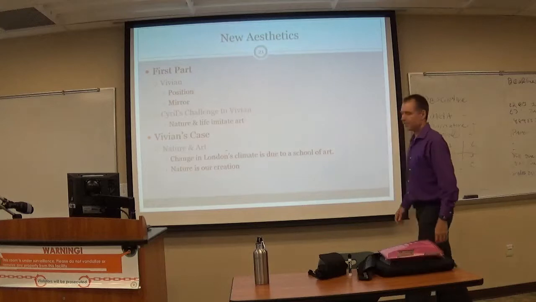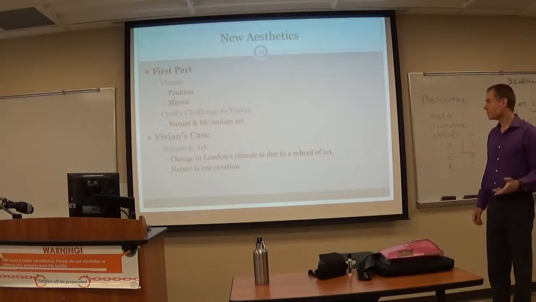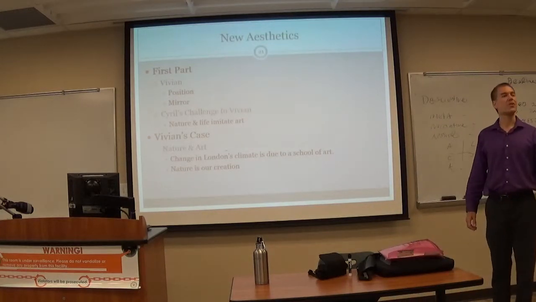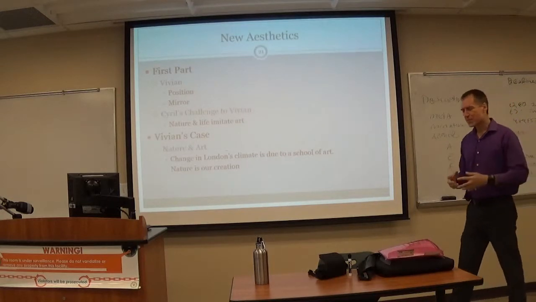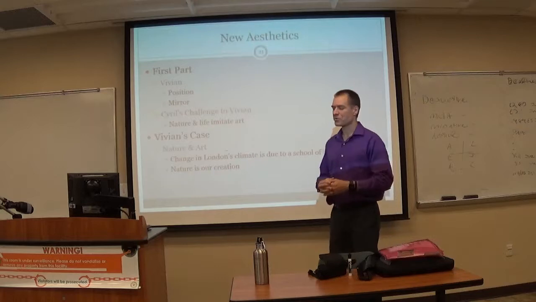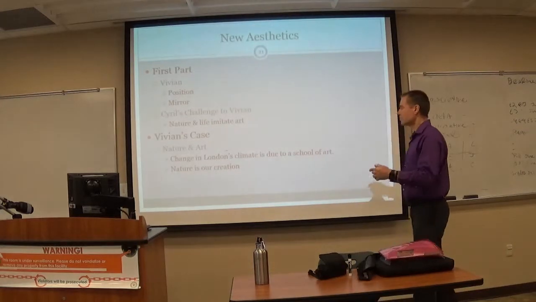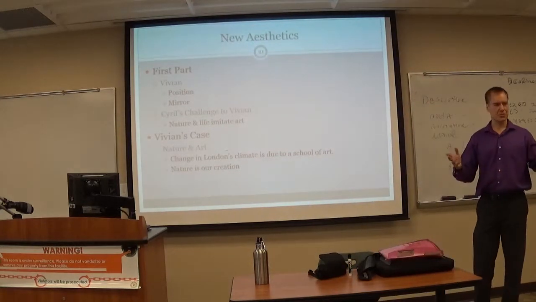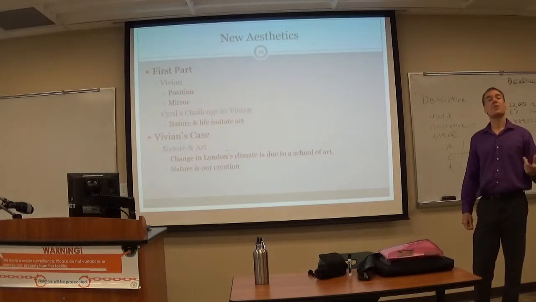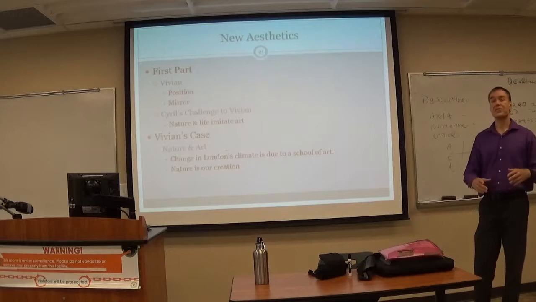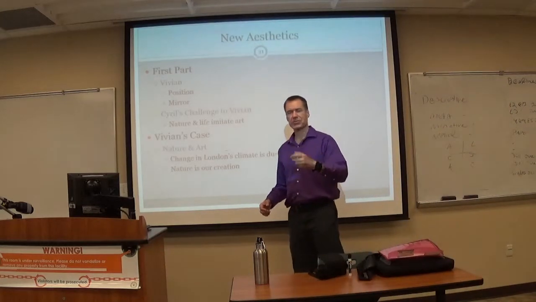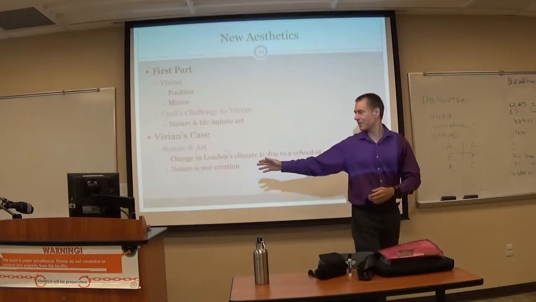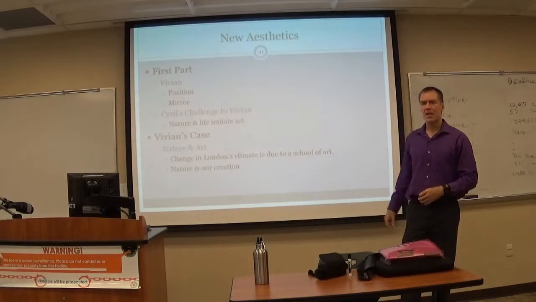He claims that the change in London's climate is due to a school of art, and talks about how the mists and the fading forms and so forth and the fogs are due to artists. Now, one way to interpret this, in a very unusual kind of way, is a literal way: that literally the painters are creating the fogs, creating the climate in London.